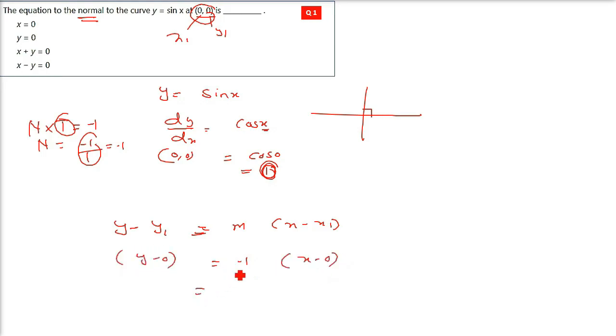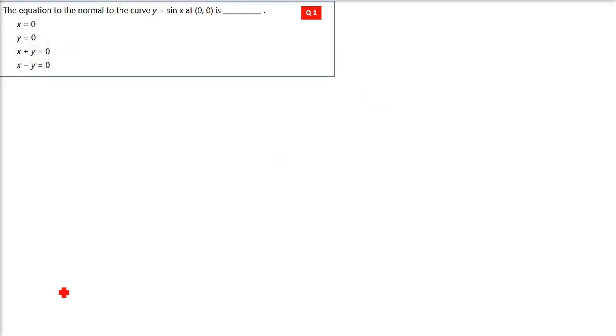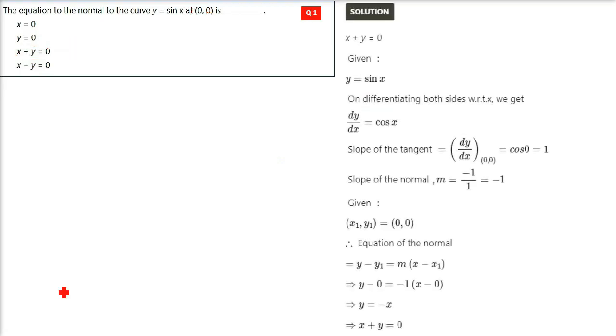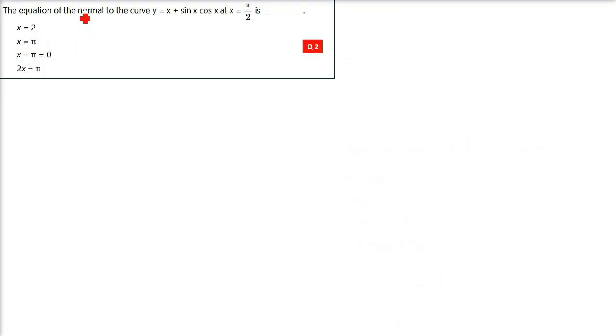So what will be the equation here? y is equal to minus x. So you can call it x plus y equals 0. Third option is the correct option. Now this is the reference solution that you have to follow. The equation of the normal to the curve y equals x plus sin x cos x at x equals pi by 2 is.